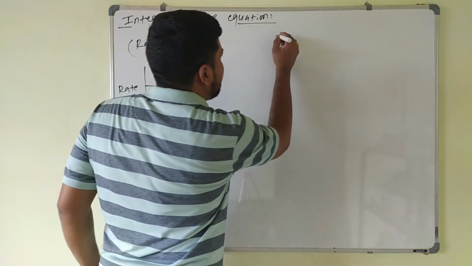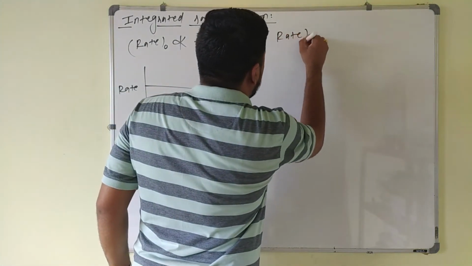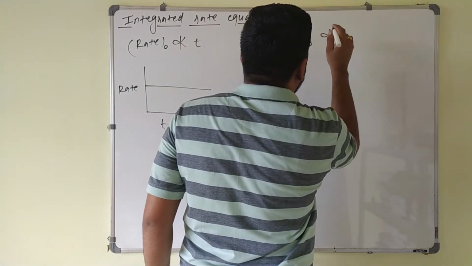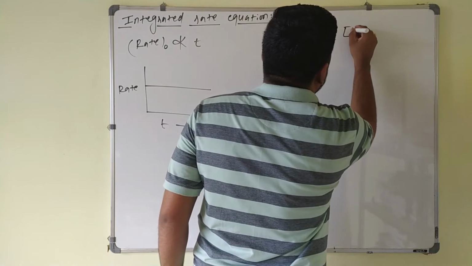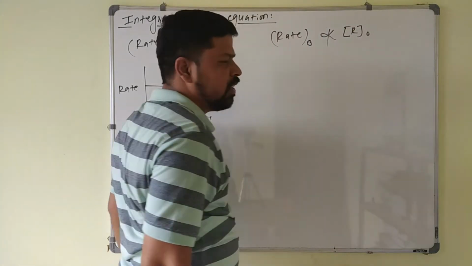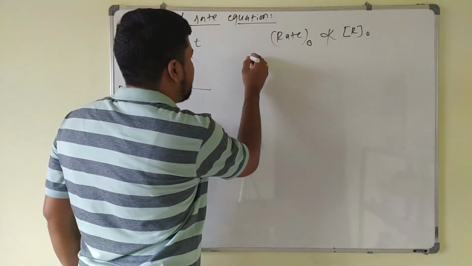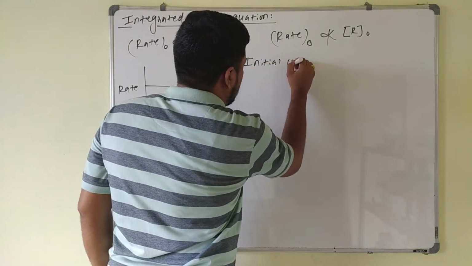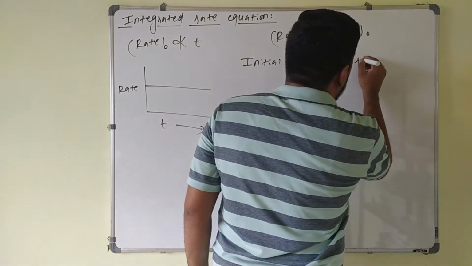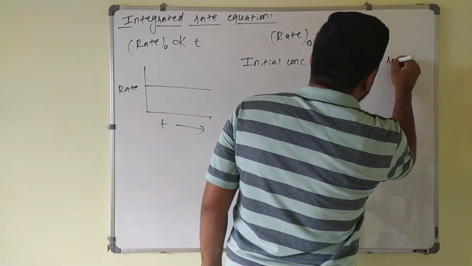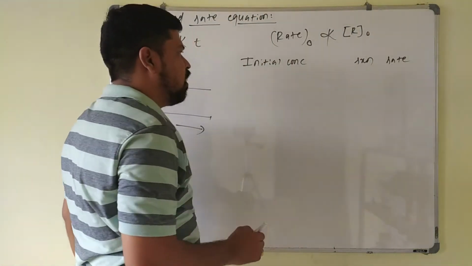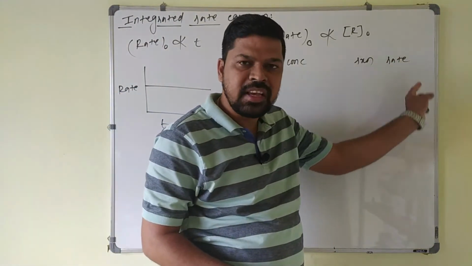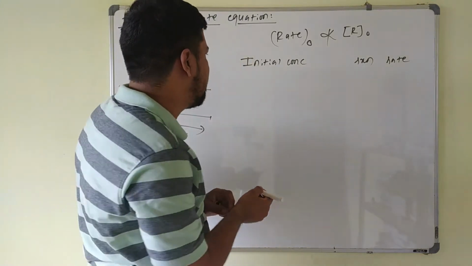Next, we know that the rate of a zero order reaction is independent of the initial concentration of the reactant. For example, I take initial concentration here, and I will take the reaction rate here. Now if I go on changing this initial concentration, if the rate of the reaction is the same, then it will be what? Zero order reaction.